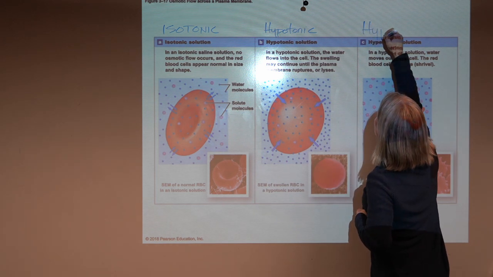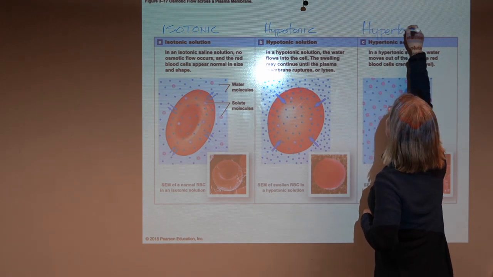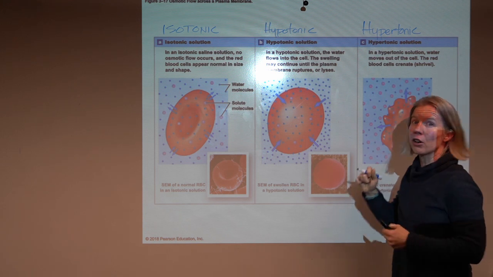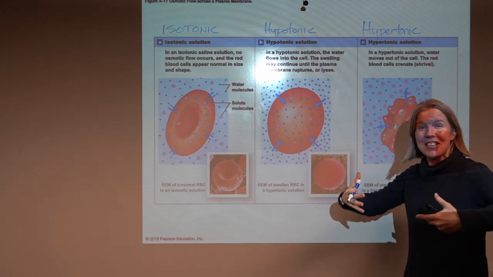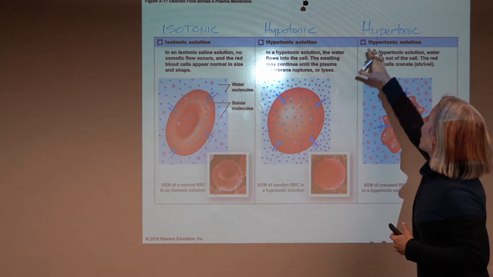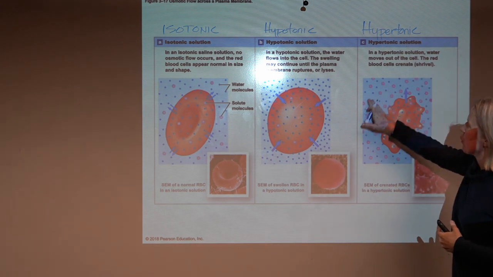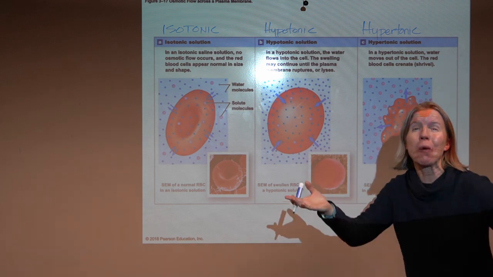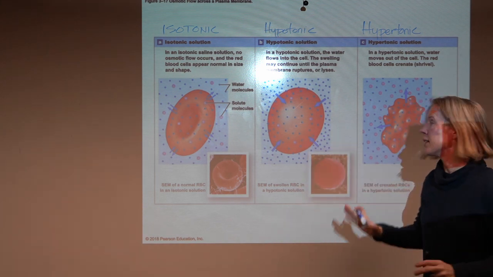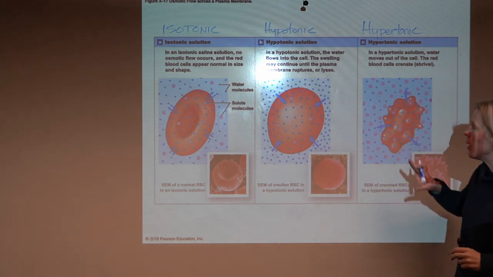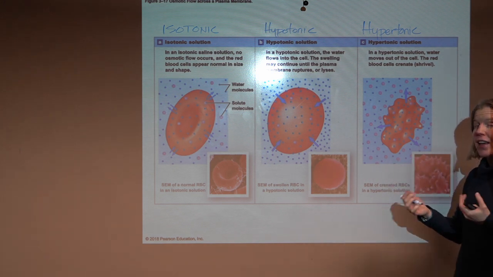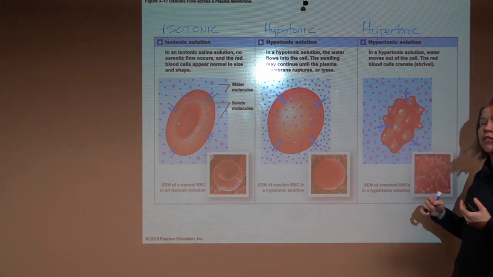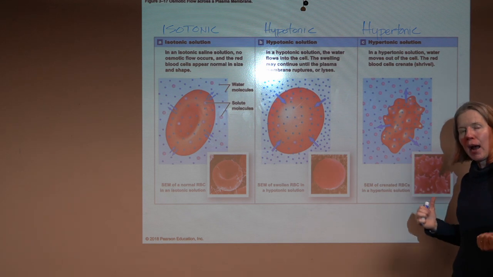Hypertonic solutions, right? Hyper, too much. So hypertonic refers to a solution that has more salt outside the cell than is inside of the cell, right? The converse of that is that there's a higher concentration of water inside than there is out.